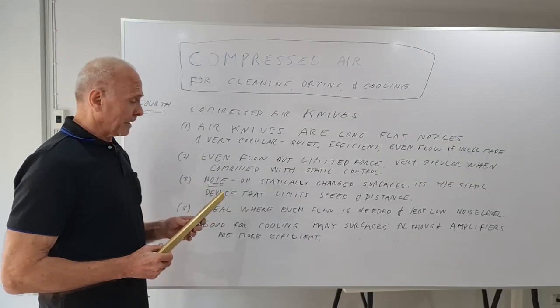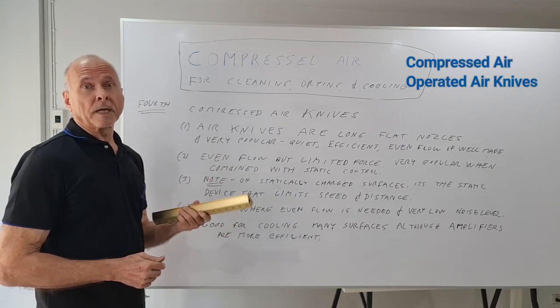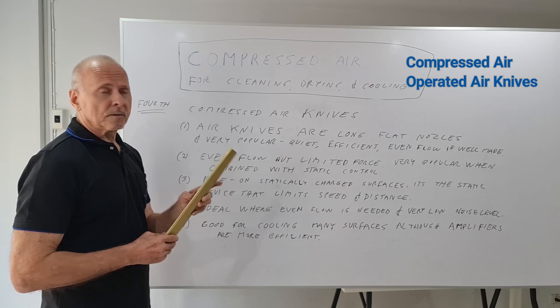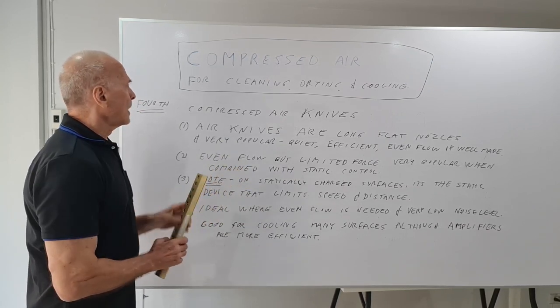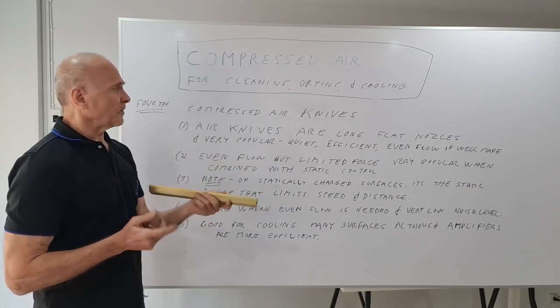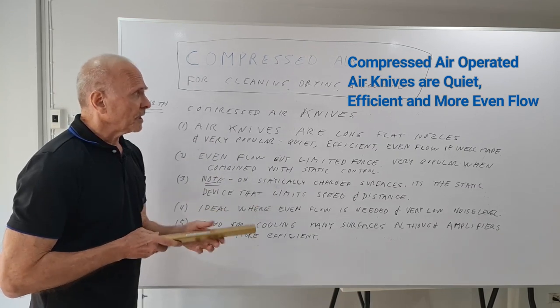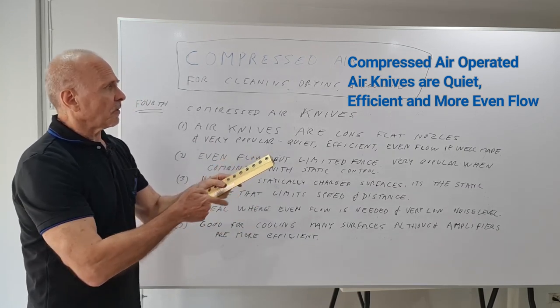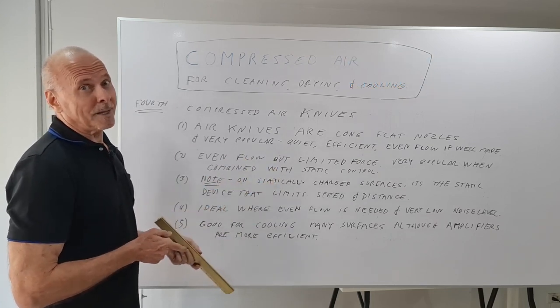The fourth product, and one of our favorites, are compressed air operated air knives. I have in my hand one of the NextFlow Extreme Air Blade air knives. Air knives are basically long, flat nozzles and very, very popular. They're extremely quiet, they're quite efficient, and generally have a fairly even flow all the way along the edge. At least they should if they're all properly made.